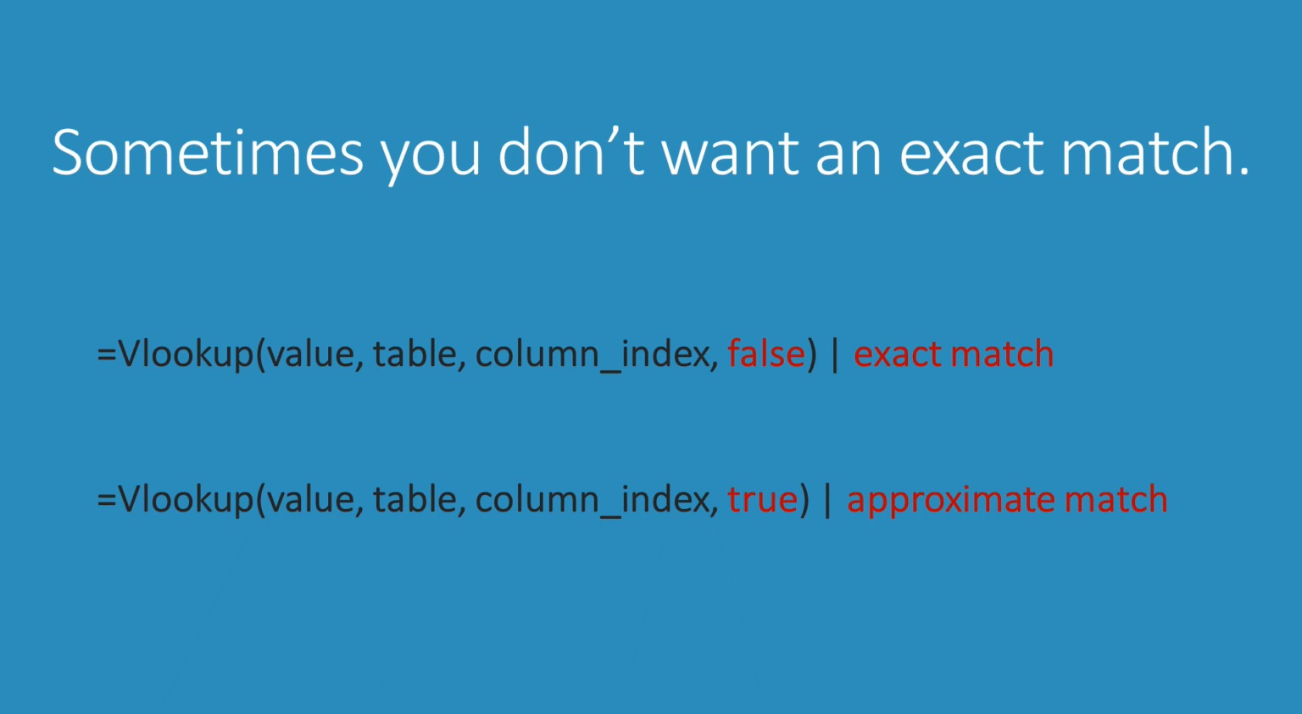If you use V-Lookup, you're well aware of its usefulness. However, most of the time we're looking for an exact match, so we're using the false argument. In this short video, I'll go over some useful ways to use the true argument where we don't need to find an exact match.